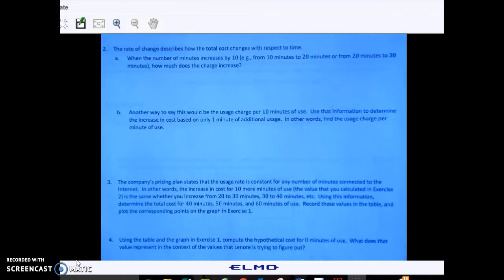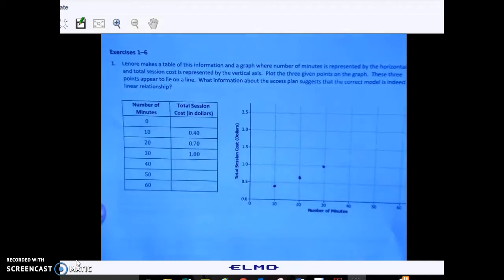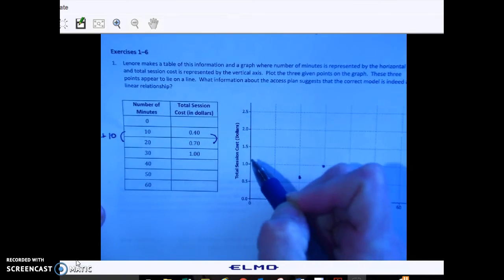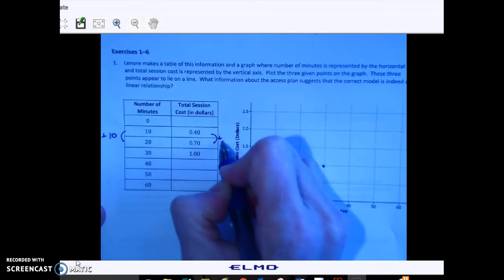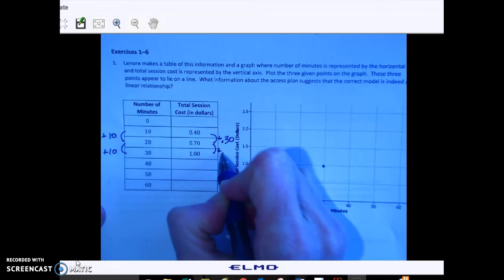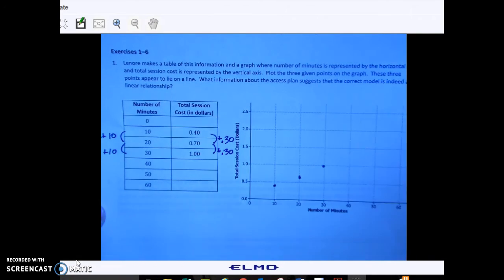All right, so question 2 is looking at the rate of change with respect to time. And question A is talking about how much it costs for each 10 minutes of time passage. So how much is the increase? So we're going to go back to this table and analyze a little bit here. If we have an increase here of 10 minutes, our increase in the cost is actually 30 cents. Another increase of 10 minutes, this increase is also 30 cents. So we can see a pattern here with the table.